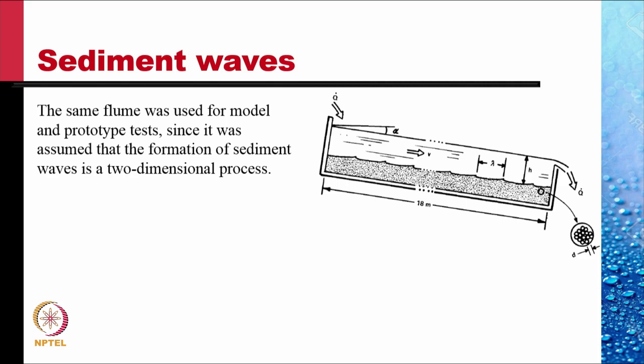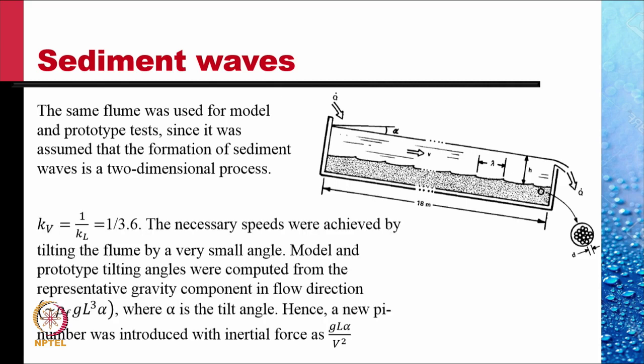This flume was inclined at an angle alpha. Alpha was adjusted such that it gave you the required flow rate. The same flume was used for the model as well as the prototype test, since it was assumed that the formation of sediment waves is a two-dimensional process. Kv is like 1 over Kl. The necessary speeds were achieved by tilting the flume by a very small angle. Model and prototype tilting angles were computed from the representative gravity components in the flow direction, that is rho f G L cubed times alpha obtained earlier, where alpha is the tilt angle.